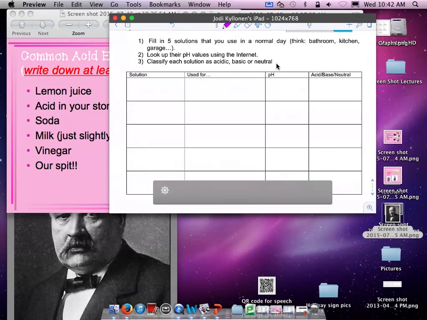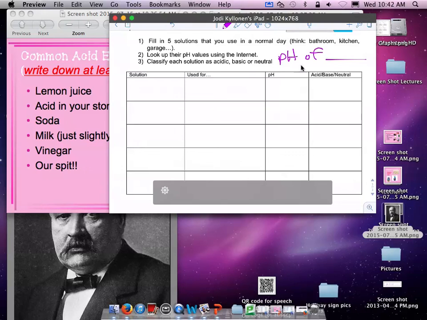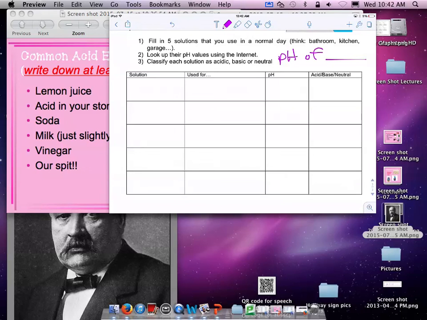You can literally just type in something like pH of blank, whatever your thing is, pH of shampoo, or whatever it is. Then, based on the pH, decide is it acid, base, or neutral. Remember, acid is low pH, neutral is right around 7, and base is higher than 7. That's how you'll decide. When you're done with that, go ahead and show me, and then we'll move on to our next thing. Thanks for listening.